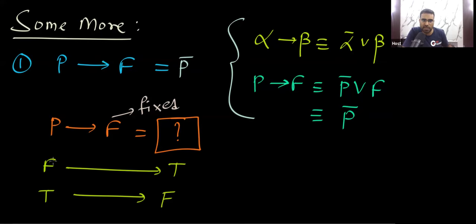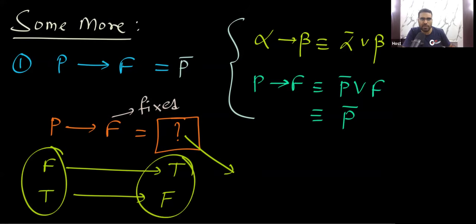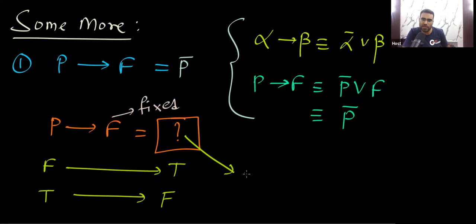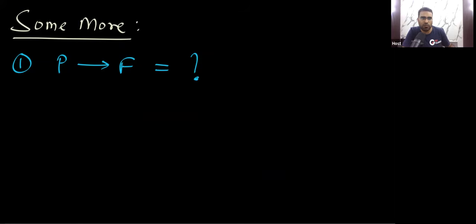So did you notice that? If P is false, in the box I'm writing true. If P is true, in the box I'm writing false. In the box I'm writing the opposite of P. Yes or no? Did you notice? So very simple: P implies false is P bar.